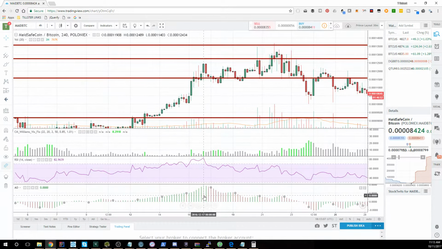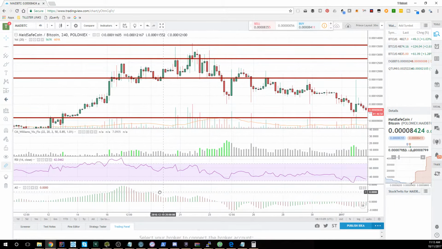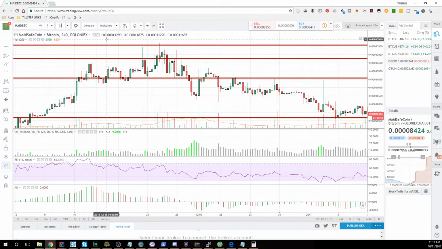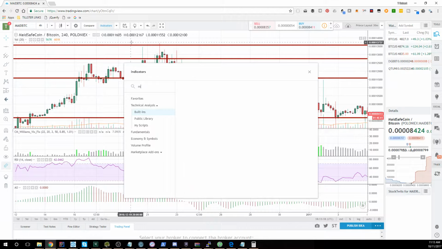They don't have numbers on this thing. Kind of a useless oscillator here. Find another indicator, right? One that tells you what you're looking at, one that tells you what you're looking for. Bring in the MACD. The MACD is a cool one.